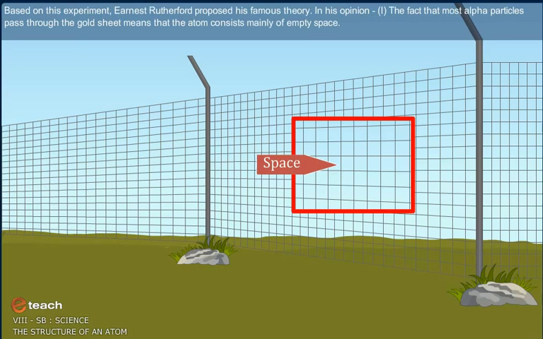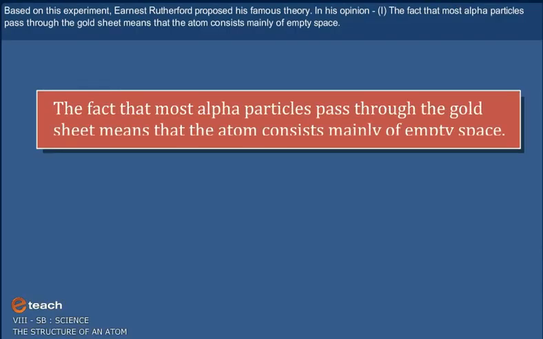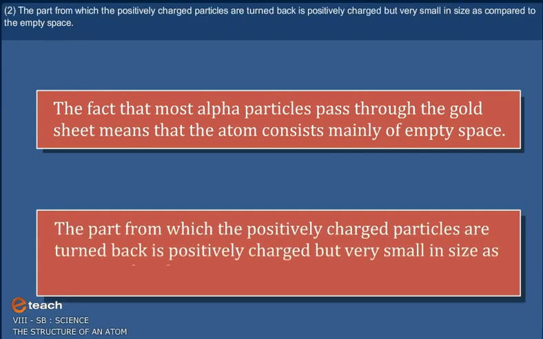Based on this experiment, Ernest Rutherford proposed his famous theory. In his opinion, the fact that most alpha particles pass through the gold sheet means that the atom consists mainly of empty space. The part from which the positively charged particles are turned back is positively charged, but very small in size as compared to the empty space.